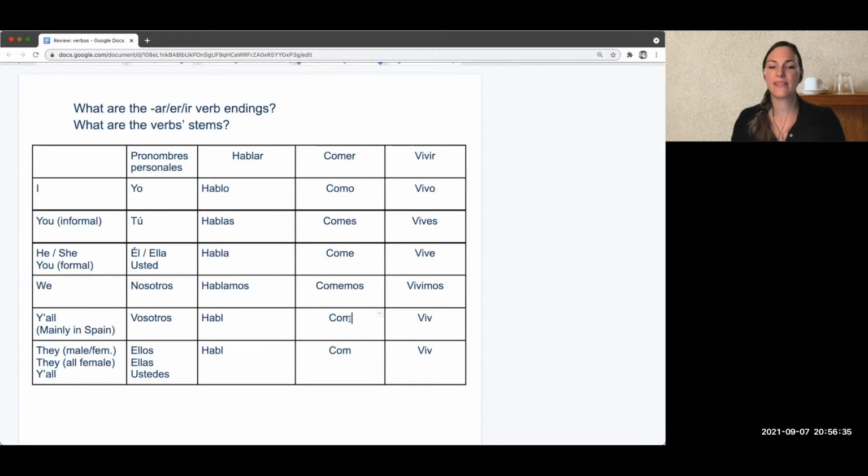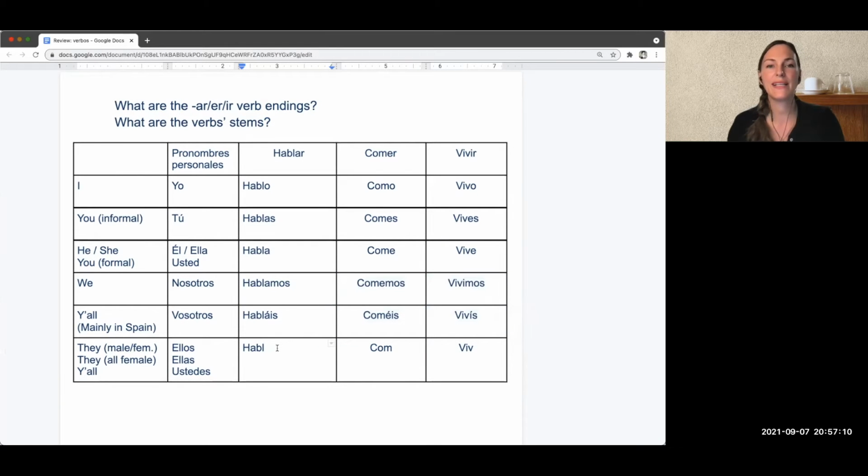Okay, the other difference is here. All right, and they, what are my endings? Ellos, ellas, and ustedes. So they, and y'all. Okay, so they share the same ending, which is an. But again, different meanings. One means y'all speak, the other one means they speak. So here's an. What would you guess that these two are? En. Okay.